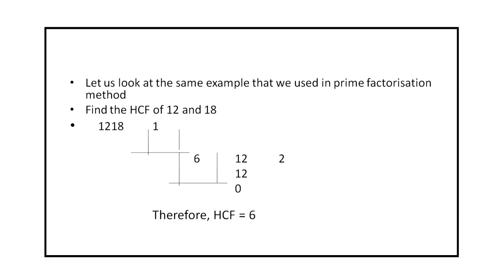In the next step, the divisor in the first case becomes the dividend for the second division, and hence 12 becomes the dividend and the remainder 6 becomes the divisor. And when 12 is divided by 6, we get the quotient as 2 and the remainder as 0. Thus, the divisor of the second division becomes the highest common factor and it equals 6.